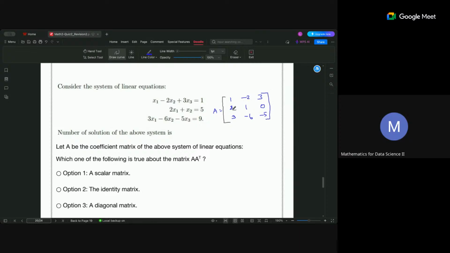So minus 2 plus 2, minus 3. Are they orthogonal? No, right? Yes, ma'am, they are orthogonal. Rows are orthogonal to each other, ma'am. Okay, rows are orthogonal to each other.